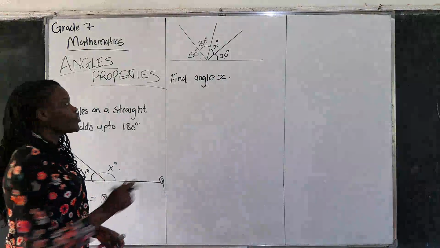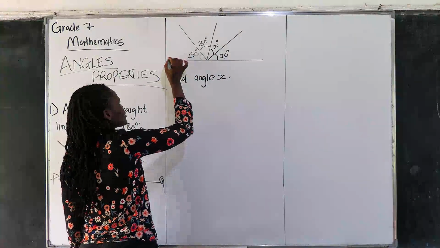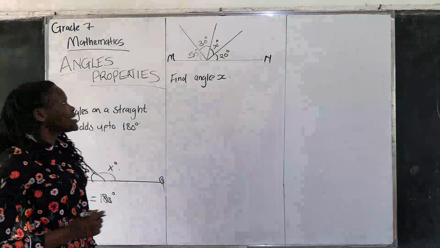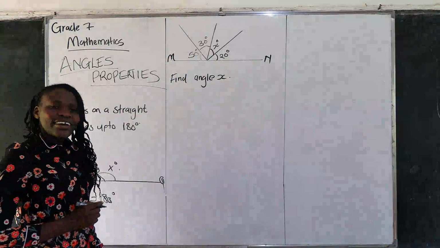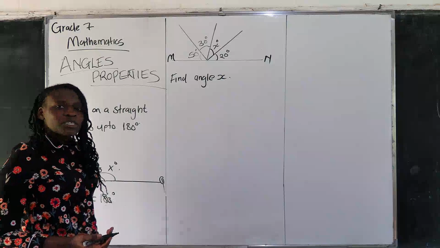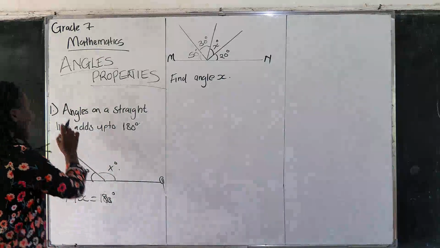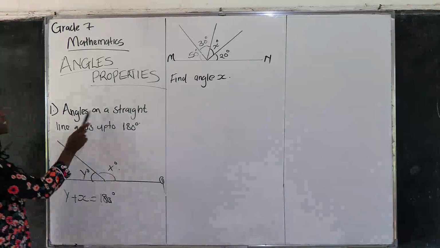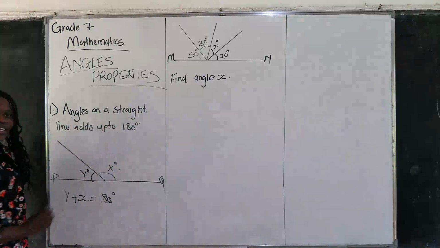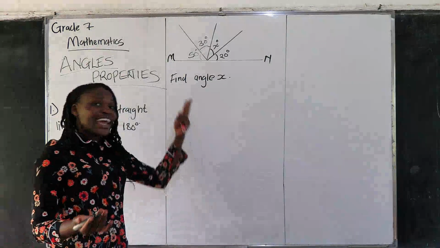One thing you have to know, this is a straight line. Straight line M, N. That is a straight line. Since that is a straight line, one thing we have to know is the property of a straight line. What do you know about a straight line? Angles on a straight line add up to 180 degrees. So we know that, so we can easily find X.